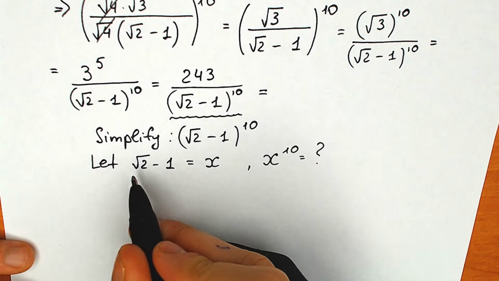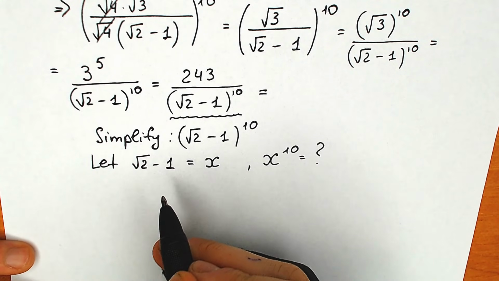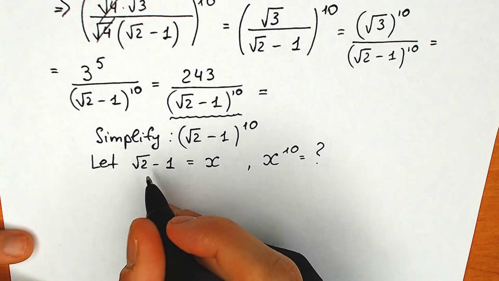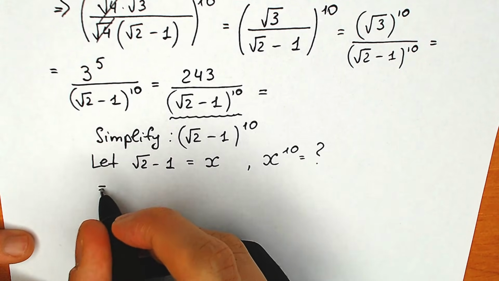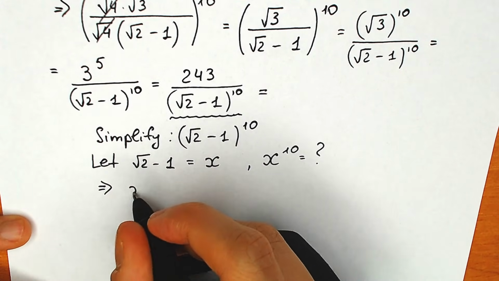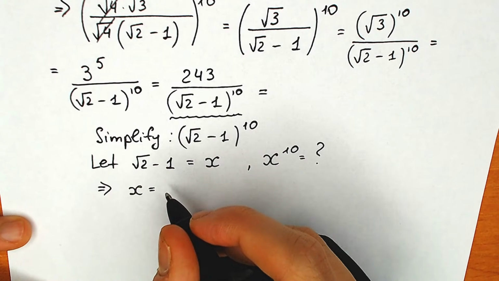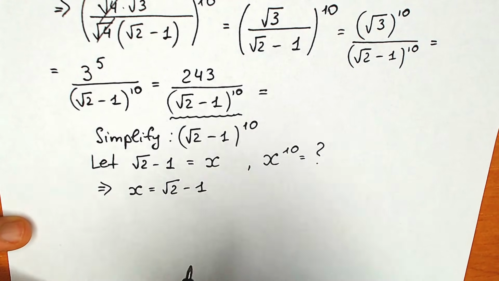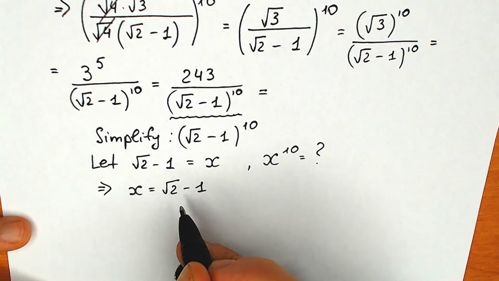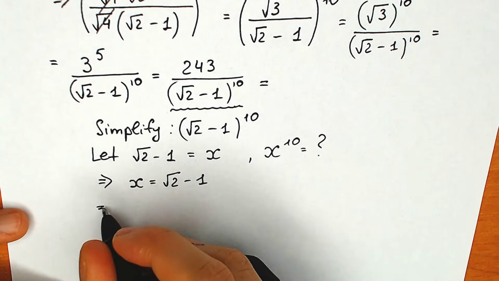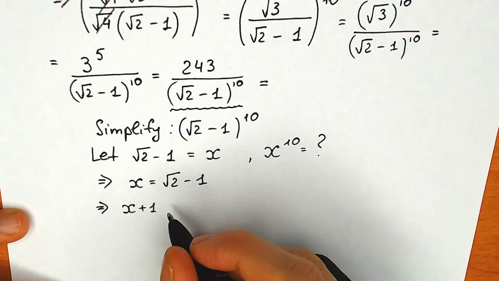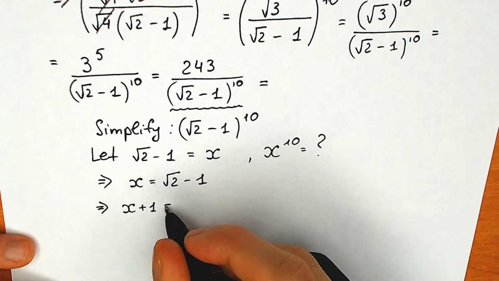And right now let's look closely at this expression. First of all, let's change positions. Let's write x on the left side and this constant on the right side. As a result, we have x equal to square root of 2 minus 1. Right now, this minus 1, let's write on the left side. So as a result, x plus 1 equal to square root of 2.